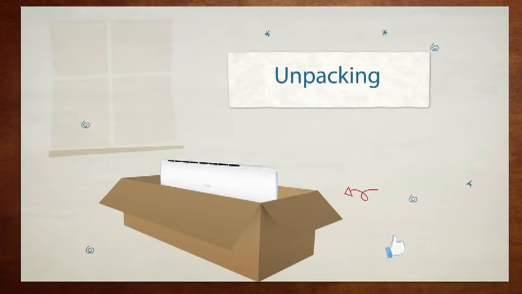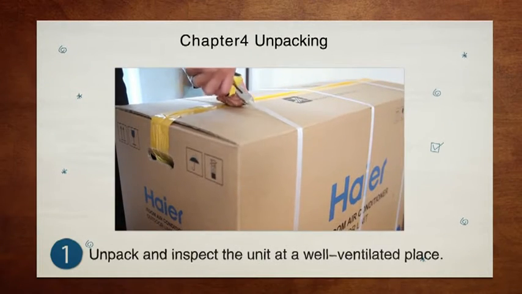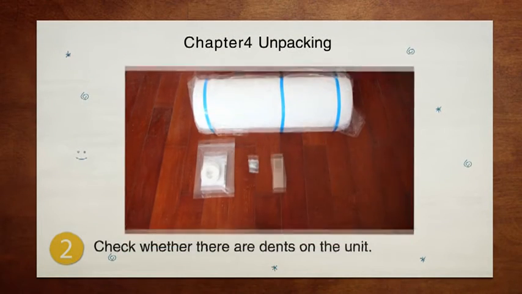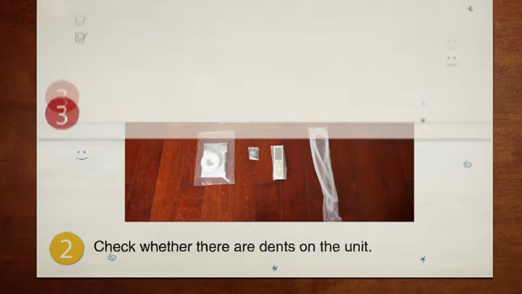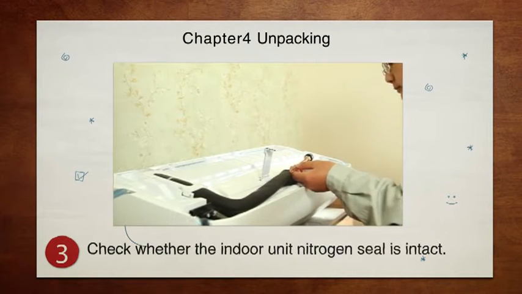Chapter 4. Unpacking. Number 1. Unpack and inspect the unit at a well-ventilated place. Number 2. Check whether there are dents on the unit. Number 3. Check whether the indoor unit nitrogen seal is intact.